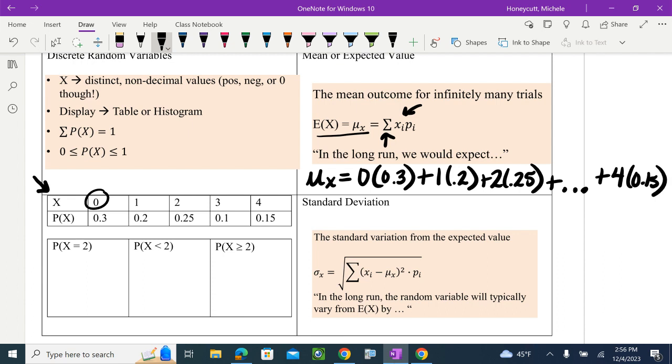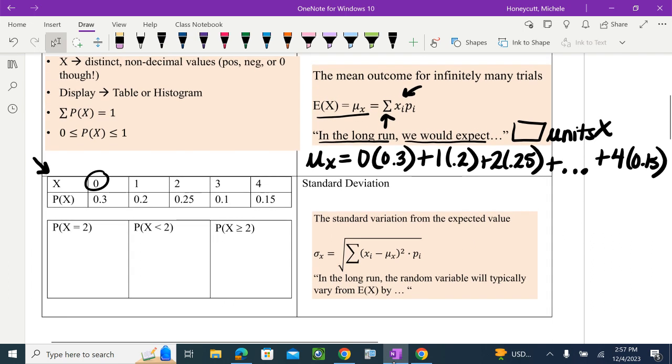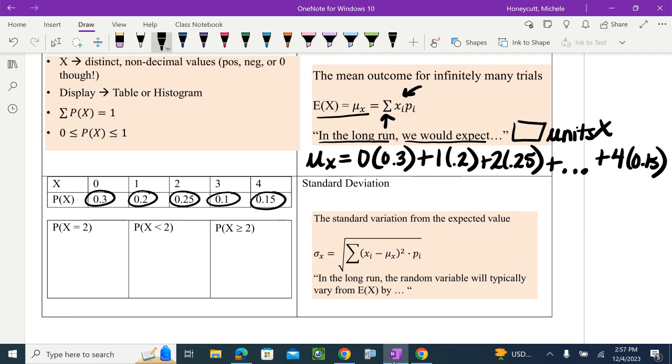So make sure you know how to use and interpret that formula. The way that you would interpret the number, you would say in the long run, we would expect to see whatever the number is and then whatever the units are for the x. And a reminder, all of these numbers and the probability, since it's a probability distribution, they all need to add to be 1.